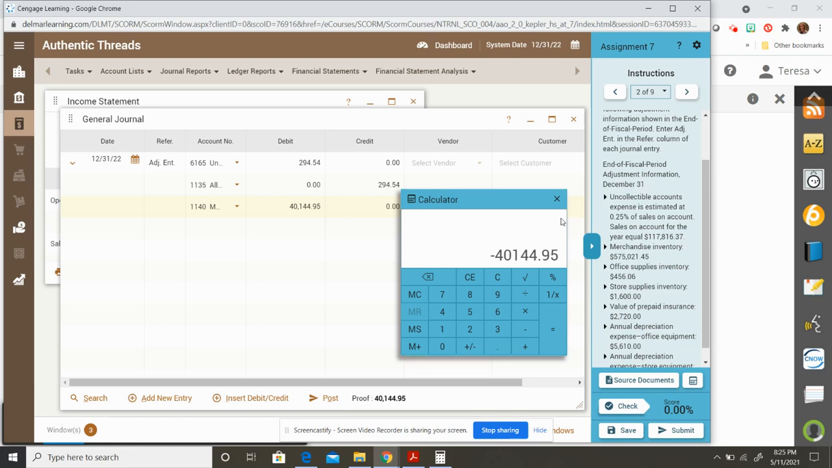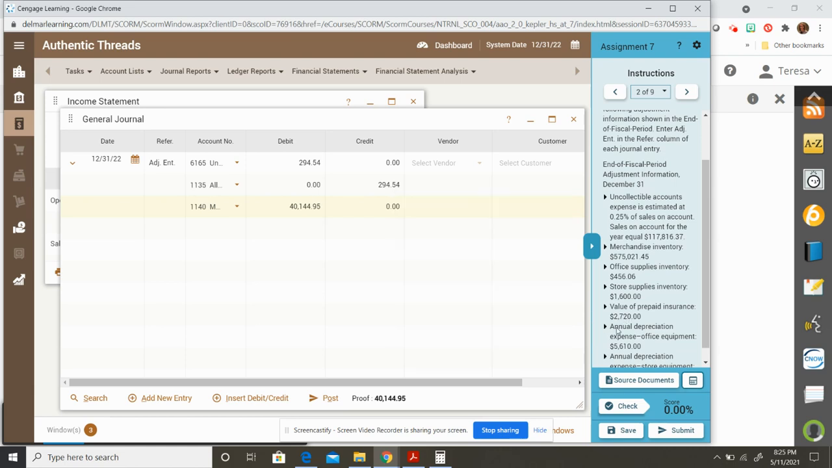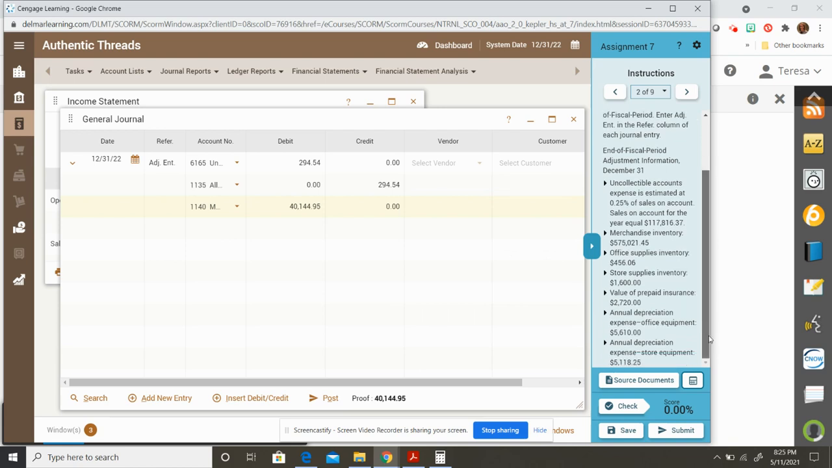Then we have our annual depreciation expense for office equipment and store equipment. These numbers in our adjusting information are the actual numbers that you're going to put in the entry. So again, you're going to need to look in chapter 15 to see the account titles that are affected with that.